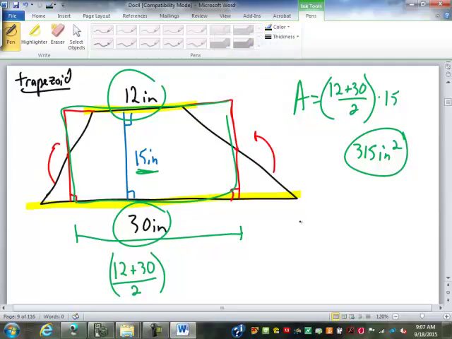To find the area of a trapezoid, it's B1 plus B2, divided by 2, times the height. B1 is just base 1, the small base. B2 is the big base. In other words, you're averaging the bases and multiplying by that height.